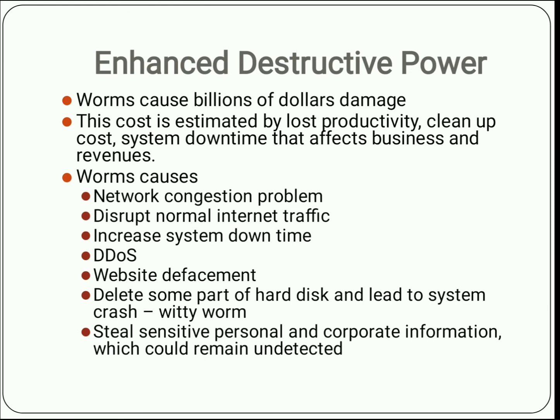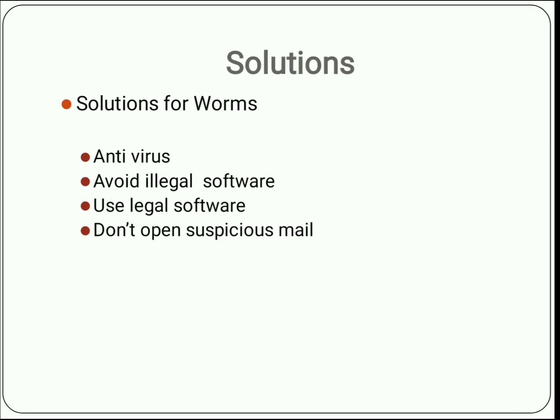The adverse effects of worms: a worm causes network congestion problems. It can disrupt normal internet traffic and increase system downtime. Then there are various DDoS attacks, website defacement, and also some worms like the Witty worm which delete some part of the hard disk and lead to system crash. Each type of worm has resulted in different types of destruction. And some worms steal sensitive personal and corporate information which could remain undetected. So these are the various destructive powers of worms.